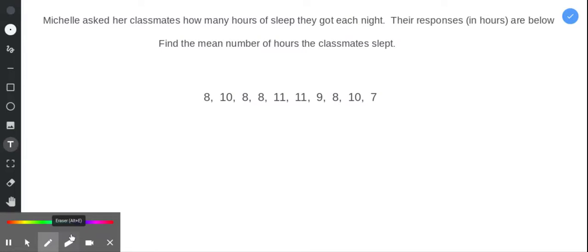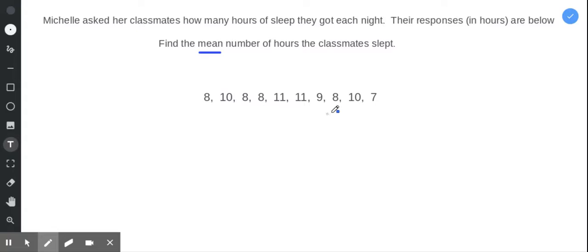In this lesson, we're going to talk about finding the average or the mean of the set of data. This example says, Michelle asked her classmates how many hours of sleep they got each night. Their responses in hours are below. Find the mean number of hours the classmates slept. So you want to find the average, kind of the middle of the road that everybody slept.